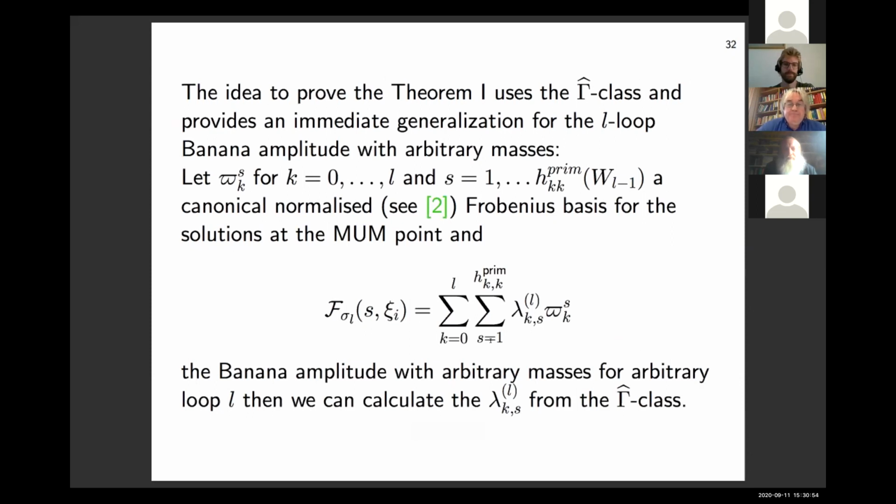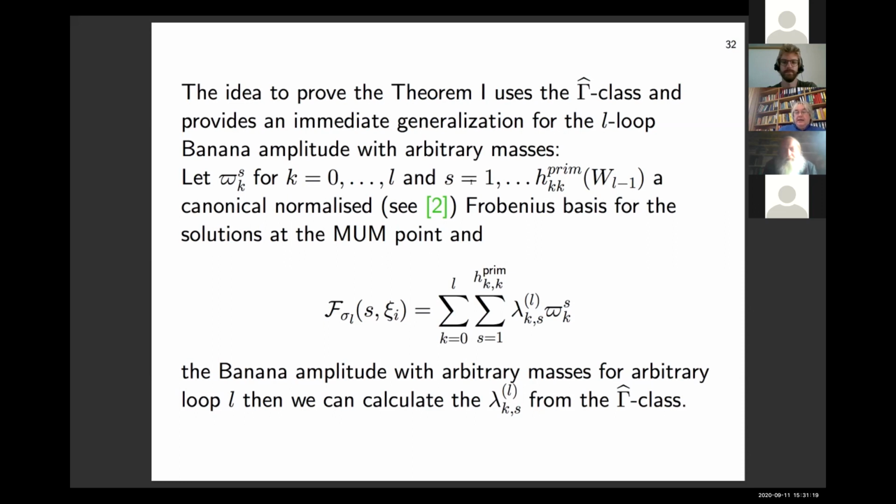So now the idea to prove this theorem, or whatever it is, uses this gamma class, and it also provides an immediate generalization for the L-loop banana graph with arbitrary masses. So let's take, then you have a second index. So basically this counts the number of loops, and this counts the number of elements that have that many loops.